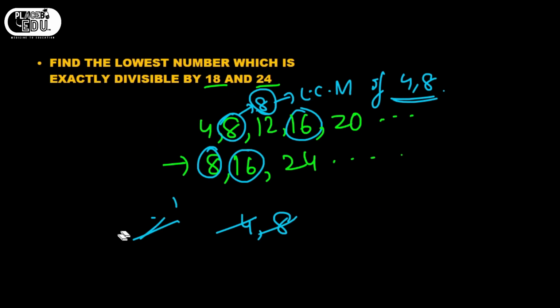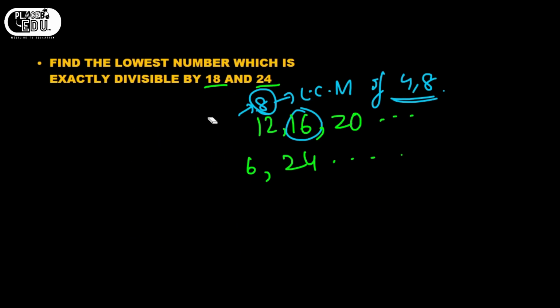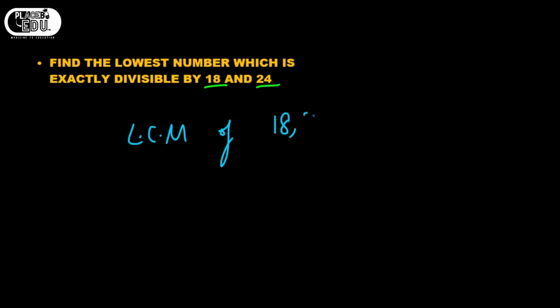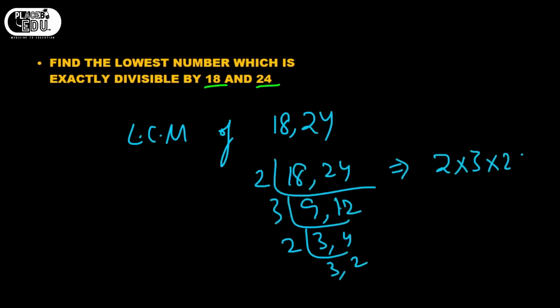That is what the question is asking. Find the lowest number which is exactly divisible by 18 and 24 is nothing but asking us to find the LCM of 18 and 24. Okay, 36 2s are 72. 72 is the number which will be exactly divisible by 18 and 24. And another important term you have to remember is that 72 is the lowest number.